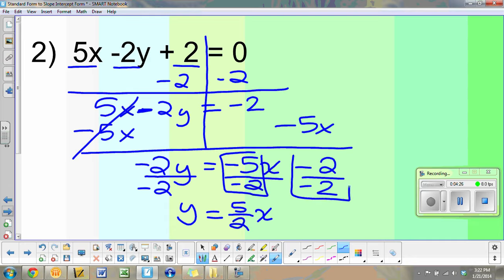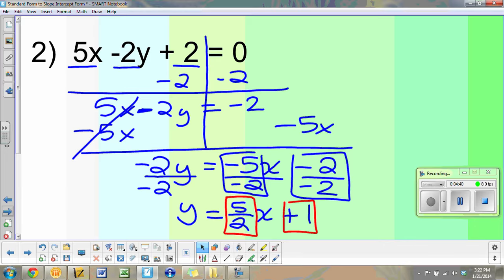But this one, negative 2 over negative 2, is just a positive 1. So I end up with plus 1. So my slope, if I were trying to find that, would just be this 5/2, and my intercept then would be a plus 1.